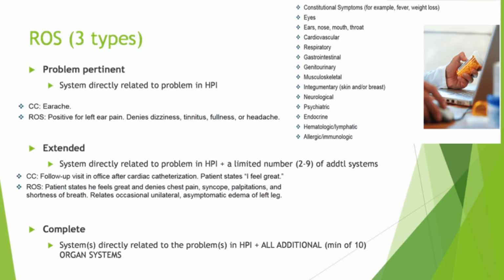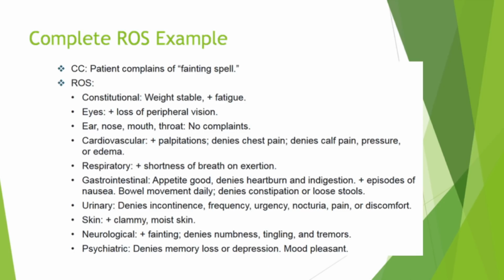A complete review of systems inquires about the systems directly related to the problems identified in the HPI, plus all additional, which is a minimum of 10, organ systems. That means you must have a total of 11 systems covered. You must individually document those systems with positive or negative responses. For the remaining systems, a notation indicating all other systems are negative is permissible. In the absence of such a notation, you must individually document at least 10 systems. Here's an example of a complete review of systems.